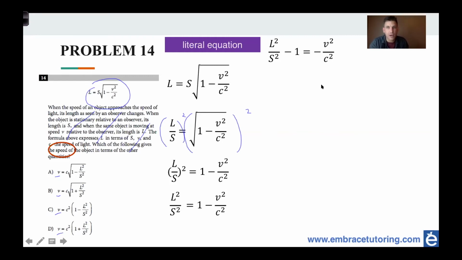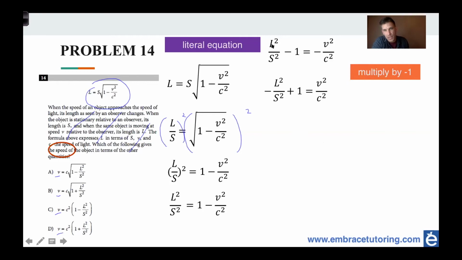I can either do it now or I can do it towards the end. I'm probably going to do it now because it's easier. Just multiply the entire thing by a negative 1. If I multiply the entire thing by a negative 1, then I end up getting negative L squared over S squared plus 1, right?